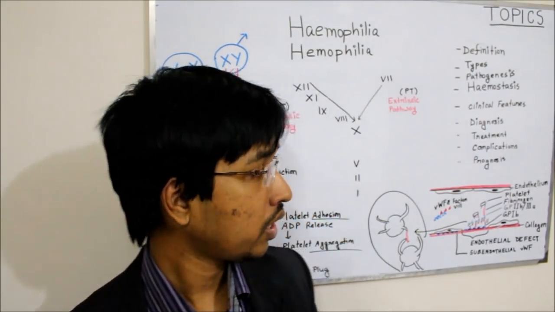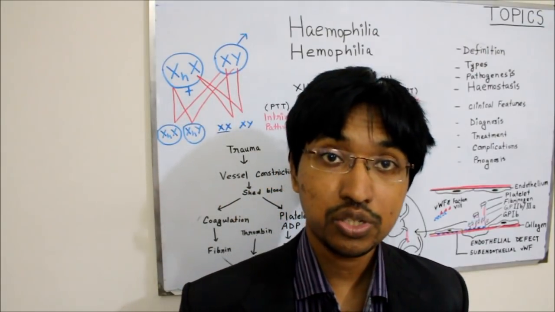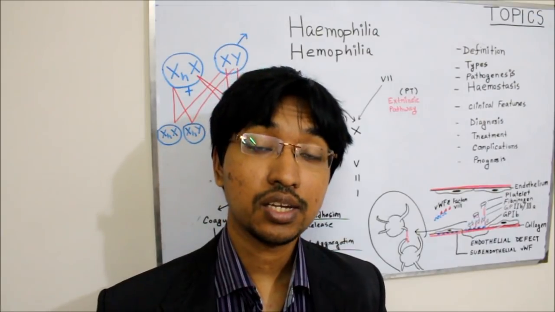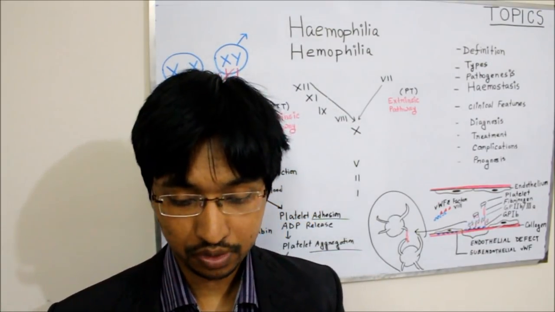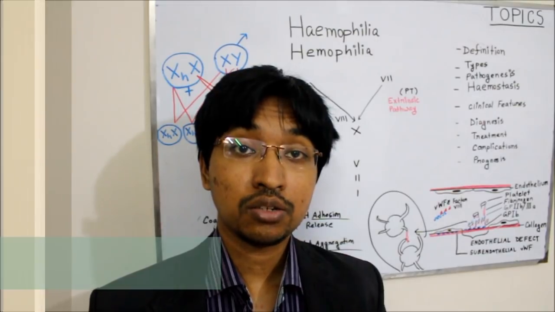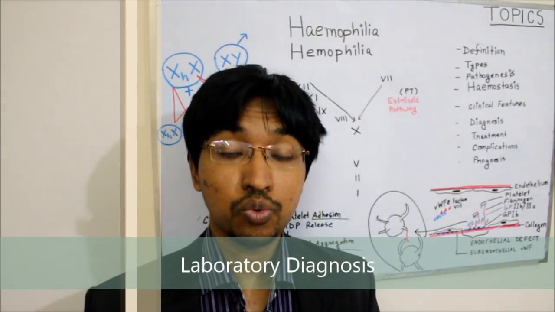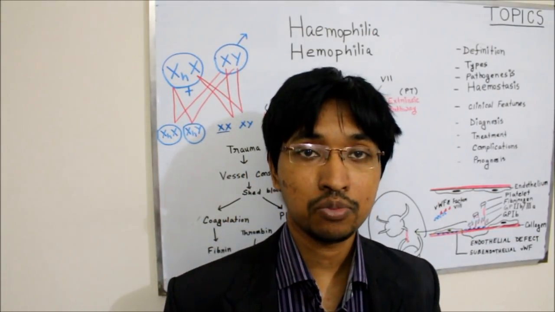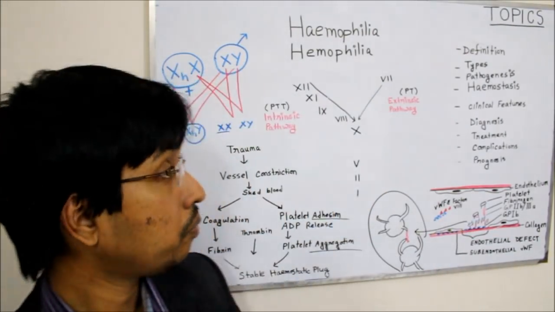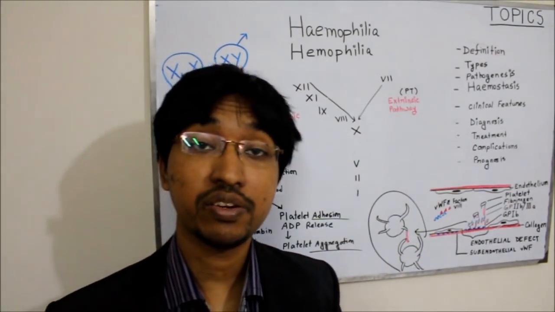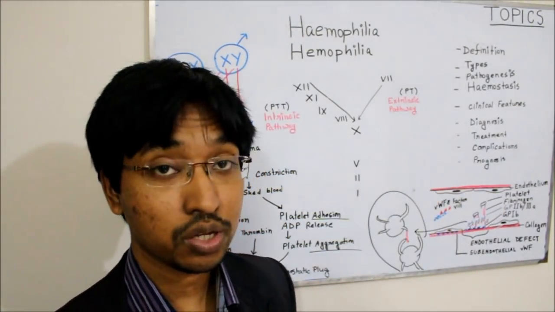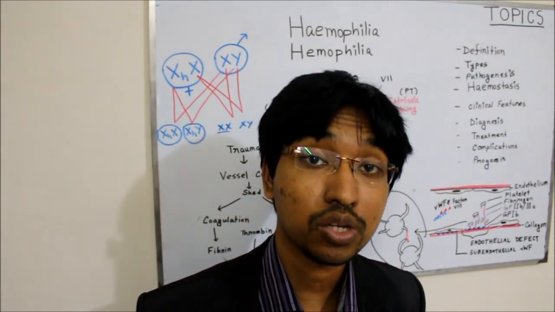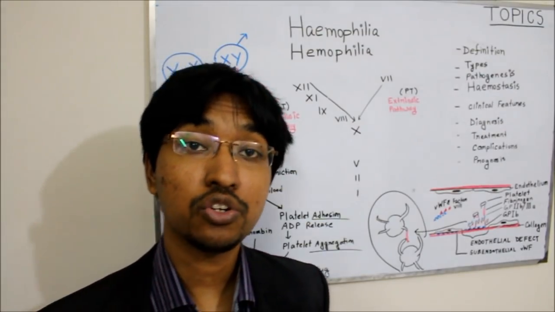So now we will move on and discuss the laboratory diagnosis of hemophilia. What are the laboratory findings that we will get in a patient of hemophilia? The blood coagulation time will be prolonged in severe cases only. Prothrombin time will be normal, because recall that prothrombin time increases when there is a defect in the extrinsic pathway, but factor 8 and factor 9 are located in the intrinsic pathway. So prothrombin time will be normal.